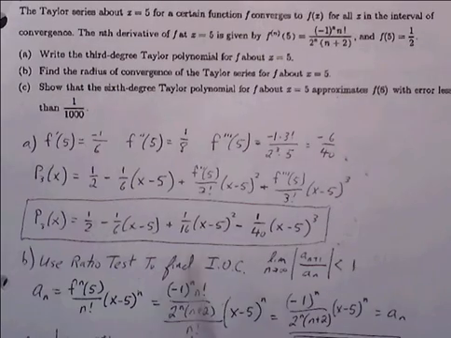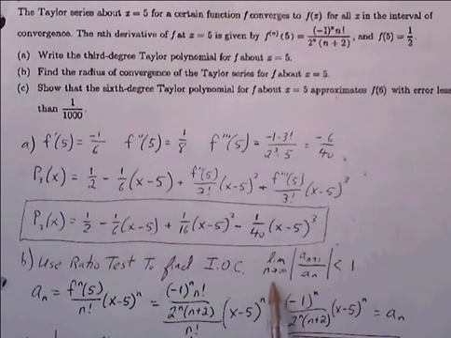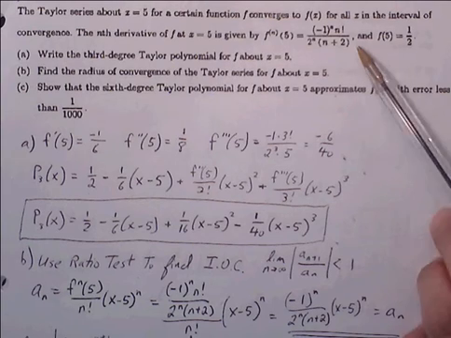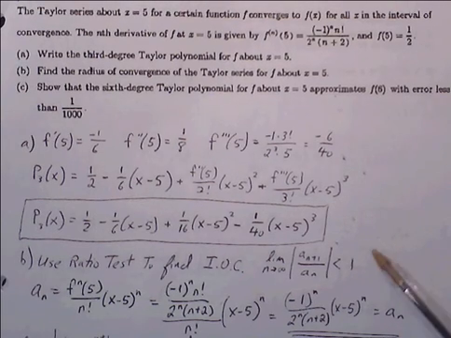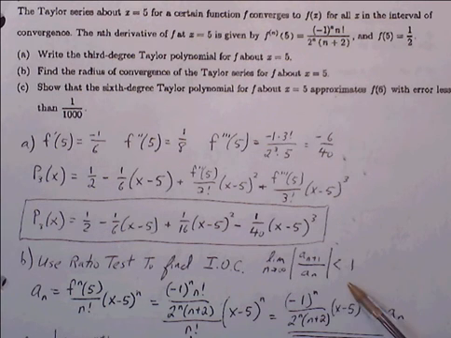So part B says find the radius of convergence. For the radius of convergence, we can find that using the ratio test. So the ratio test is the limit as n approaches infinity of a sub n plus 1 over a sub n, and we look to see where this expression will be less than 1.